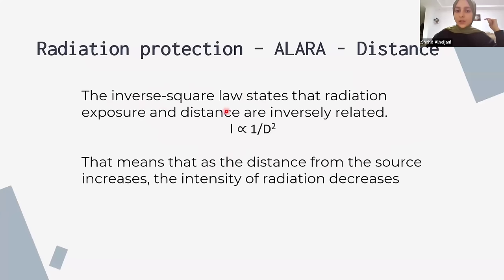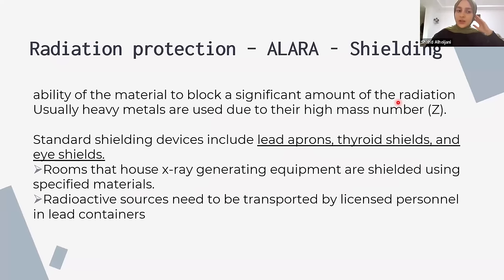Now, the inverse square law states that radiation exposure and distance are inversely related. What does that mean? If you have increased distance from the source, you have less exposure or less intensity of the radiation hitting the body. So as the distance from the source increases, the intensity of radiation will decrease. So first the time, you try to decrease the time, you try to increase the distance, and finally for the shielding. So basically you use different materials to shield the body.